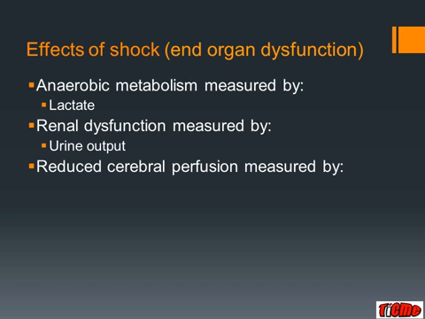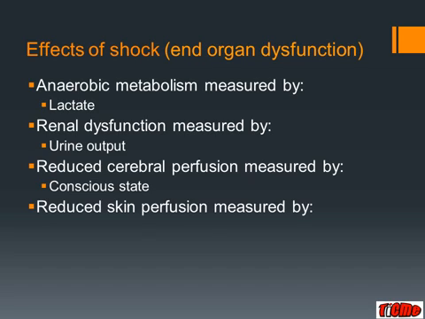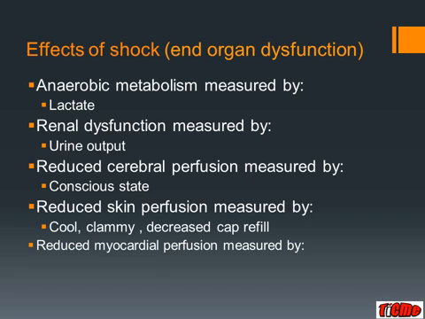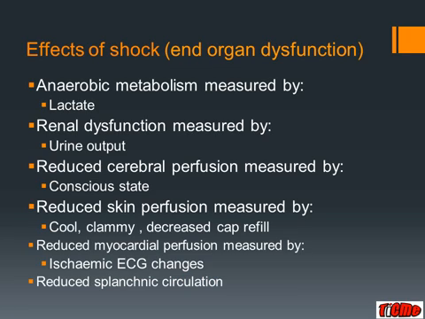The brain's an end organ, and reduced cerebral perfusion will be measured by conscious state and cognitive awareness. The skin's an end organ, and reduced skin perfusion is easy to measure. The patient will be cold, clammy, and they'll have decreased capillary refill. The heart's an end organ, and reduced myocardial perfusion can be measured by seeing ischemic ECG changes such as lateral ST depression and T-wave inversion on the ECG. And the gut's an end organ, and reduced splanchnic circulation causes reduced bowel sounds and often an ileus.